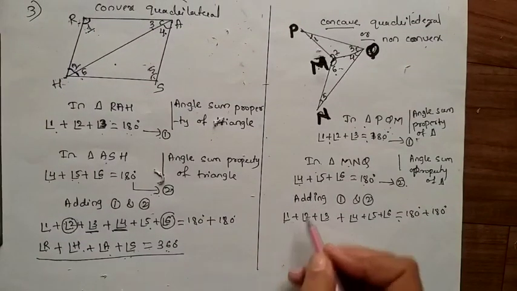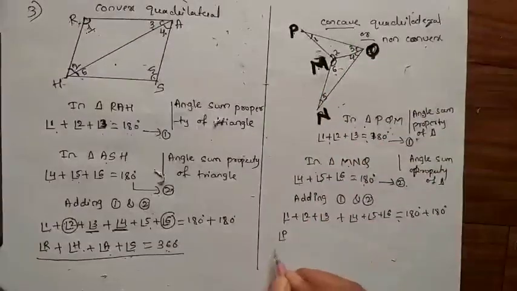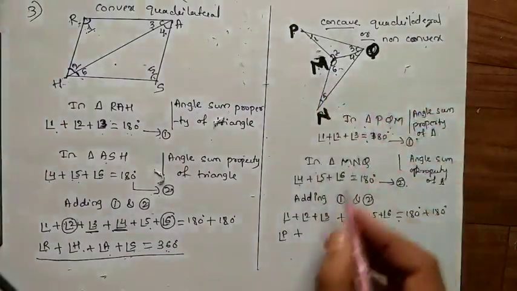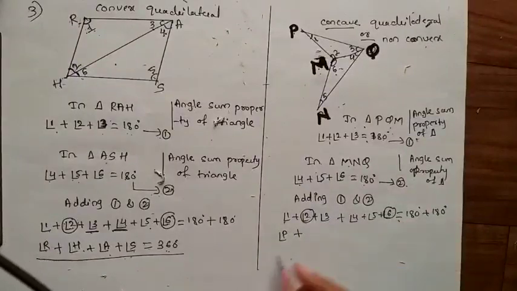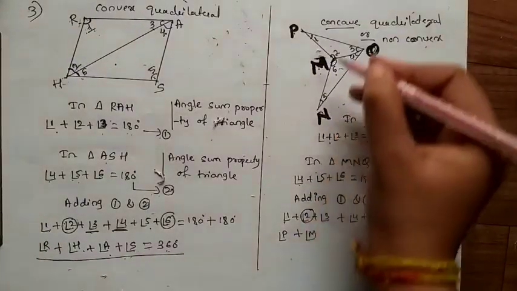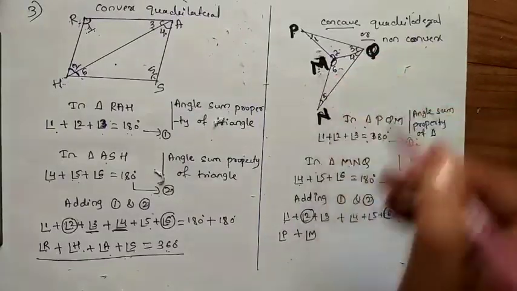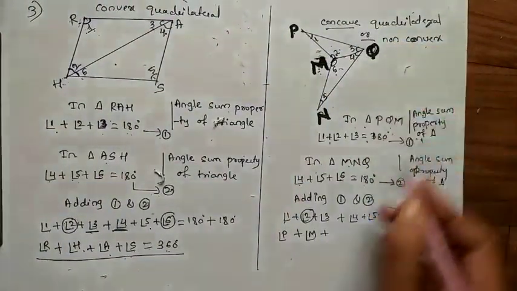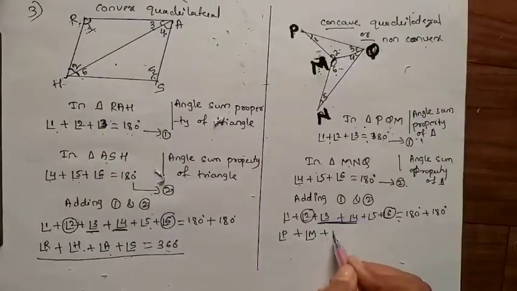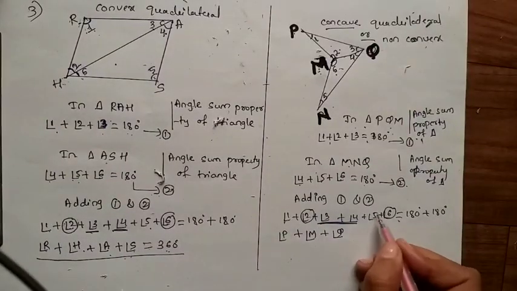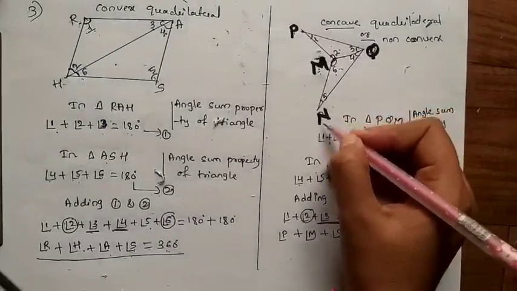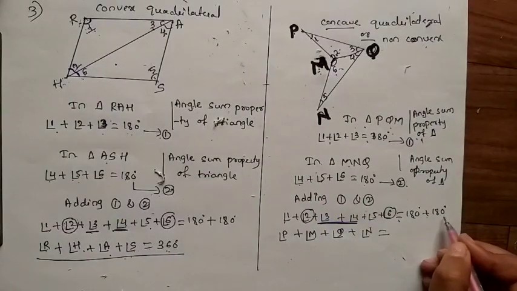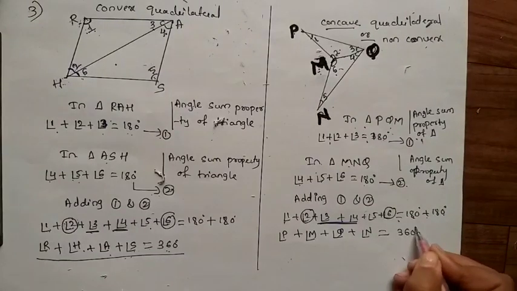Now check here. Angle 1 is what here? Angle P. Angle 2 plus angle 6 is angle M. Replace angle 2 plus angle 6 with angle M. Next, angle 3 plus angle 4 is angle Q. Here only angle 5 is left, and angle 5 is nothing but angle N, which is equal to 180 degrees plus 180 degrees, which is nothing but 360 degrees.